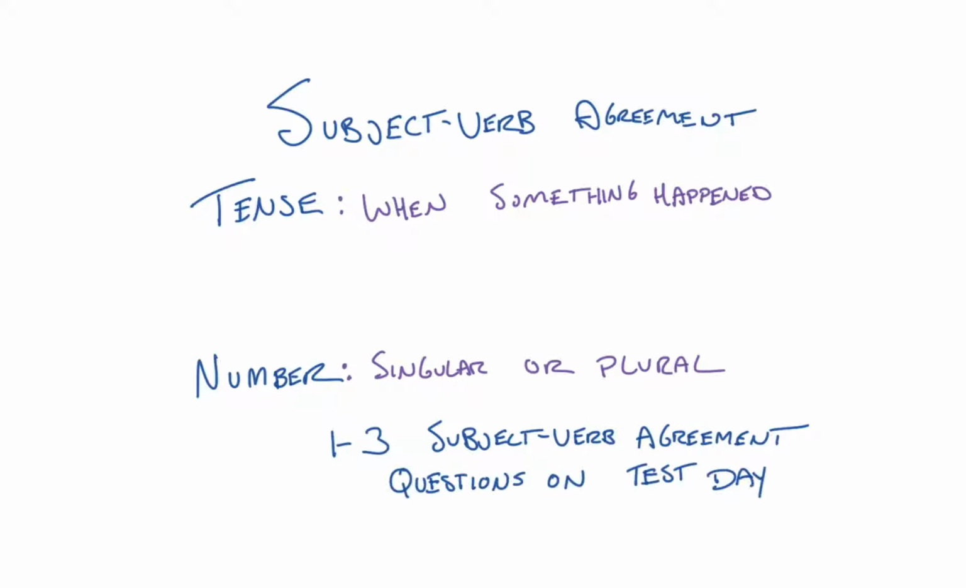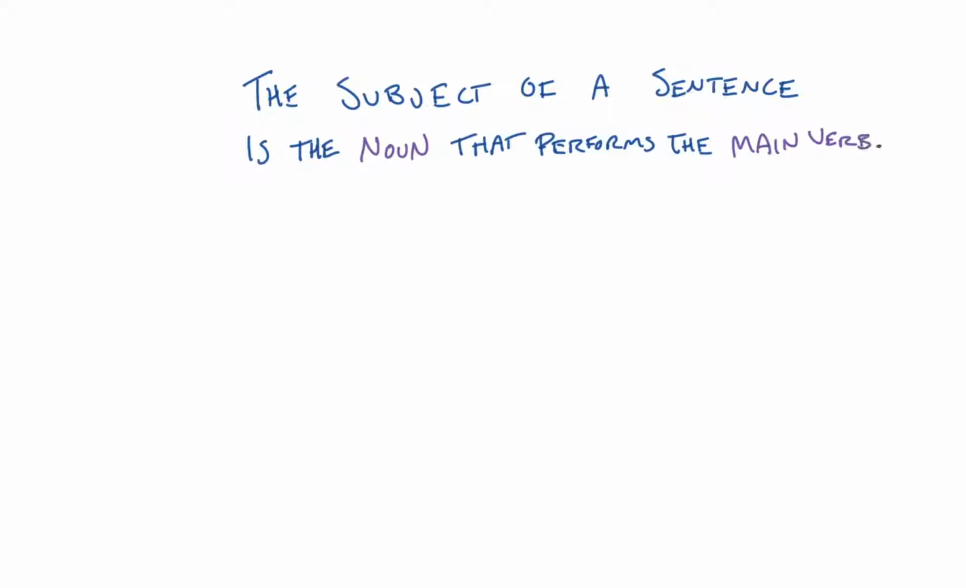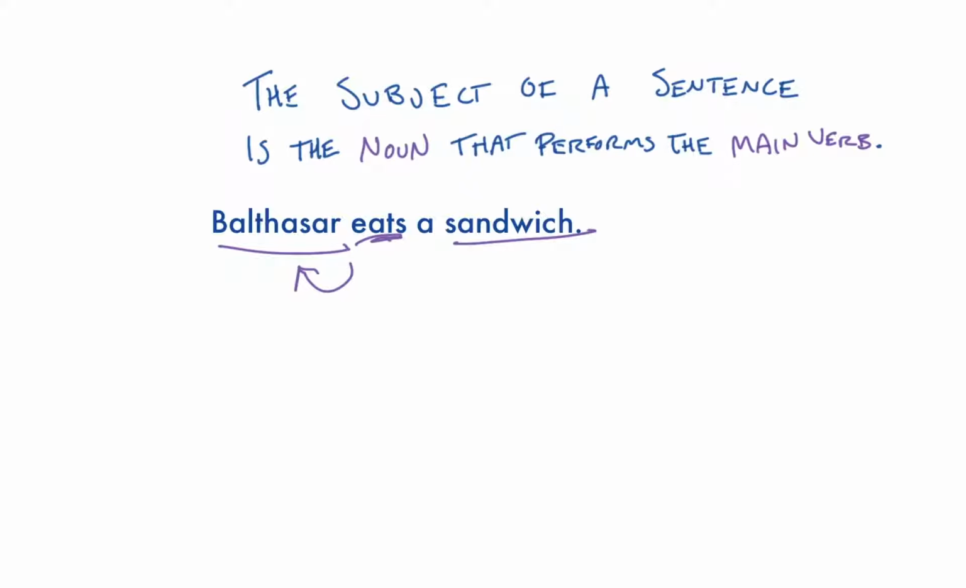Now, real quick, let's review what the subject of a sentence is. It's not just what the sentence is about, it's a specific function in grammar. So the subject of a sentence is the noun in the sentence that performs the main verb. So in the sentence, Balthazar eats a sandwich, we have 2 nouns, right? We've got Balthazar and we've got sandwich, but only one noun is performing the main verb, which is eats. Who's doing the eating? Balthazar is. Because Balthazar is doing the main verb, we know Balthazar is the subject of the sentence.